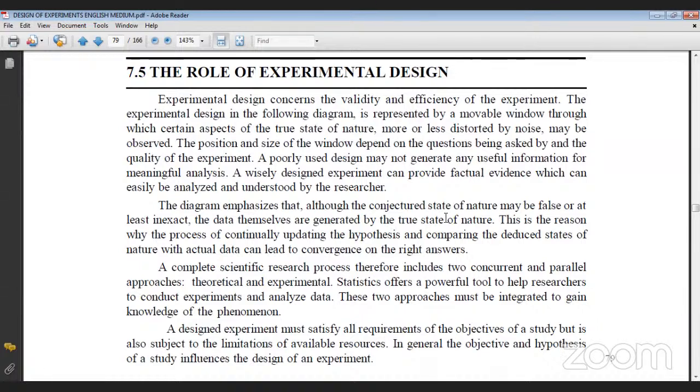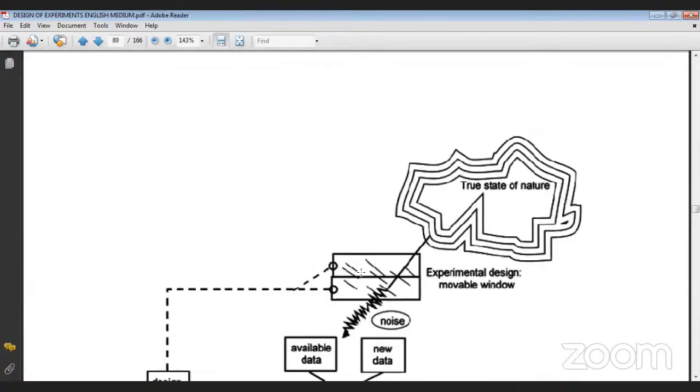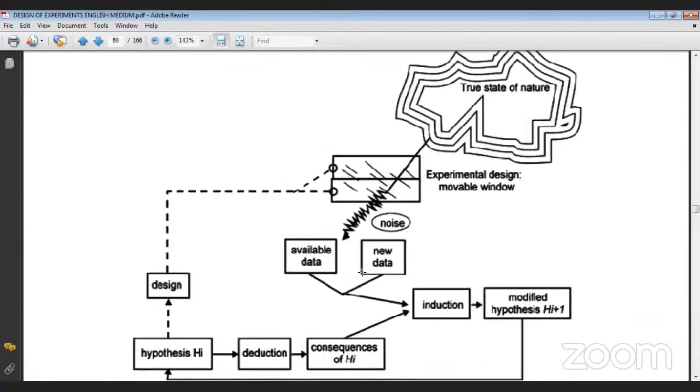The design of experiment must satisfy the requirements of the objectives of the study, but it is also subject to the limitations of available resources. In general, the objective and hypothesis of the study influence the design of experiment. This is the table you have to see. True state of nature. See here.